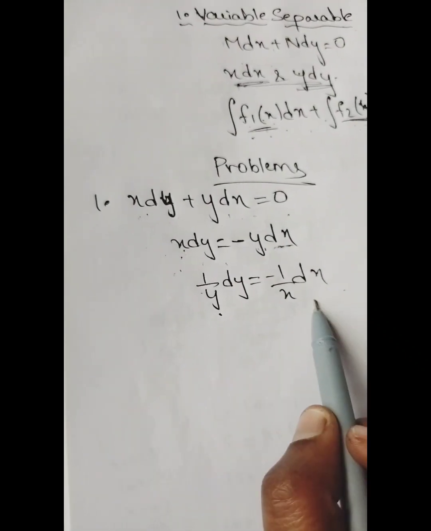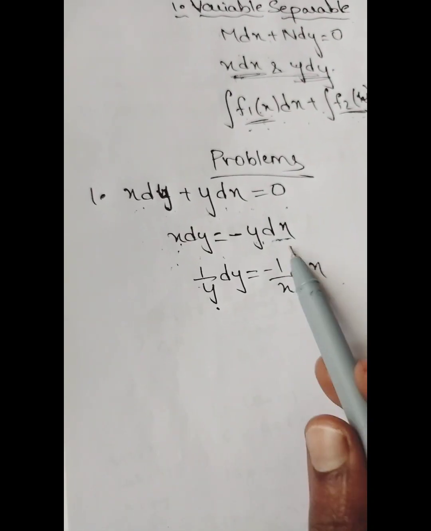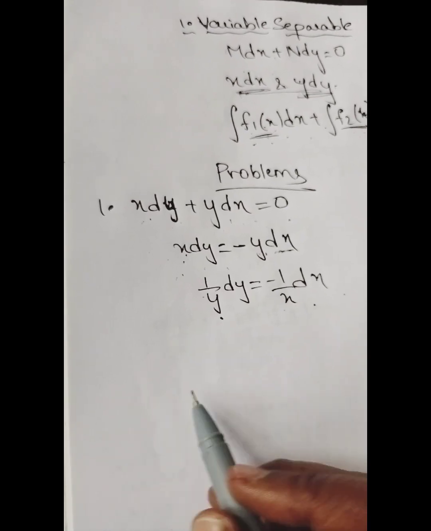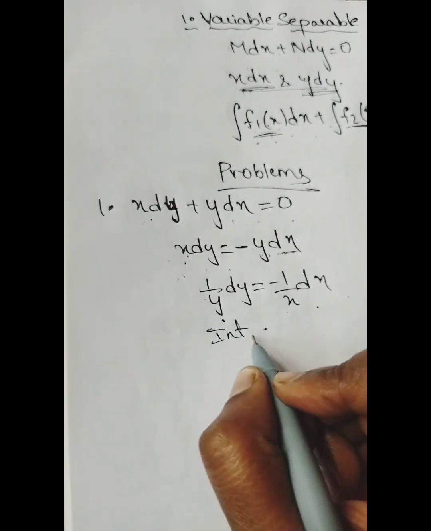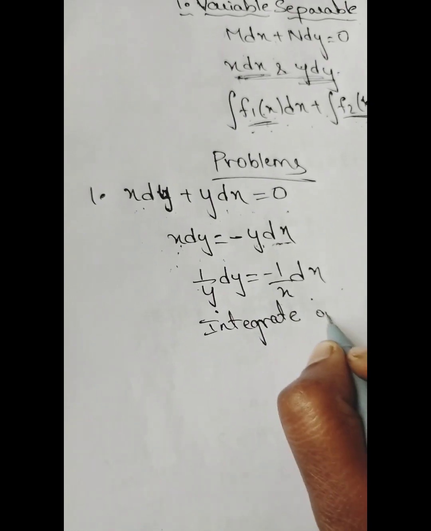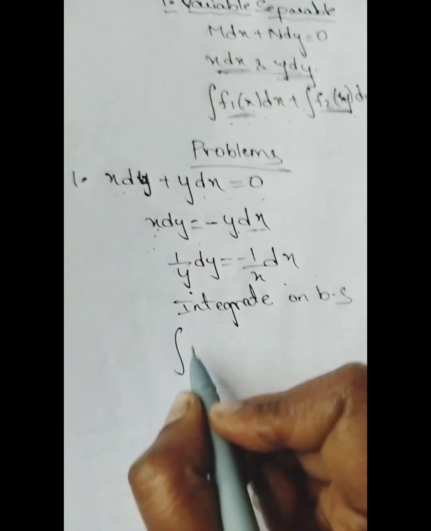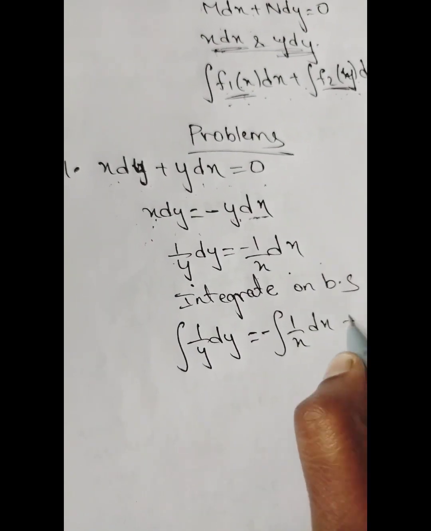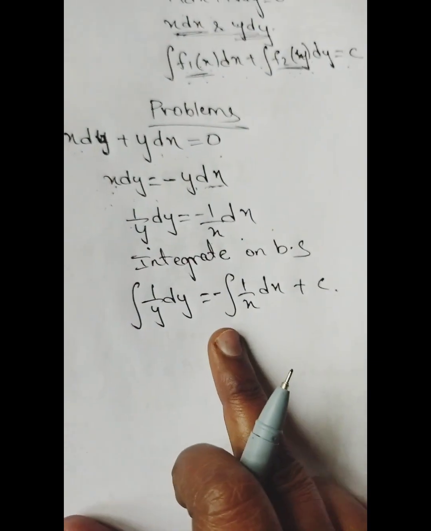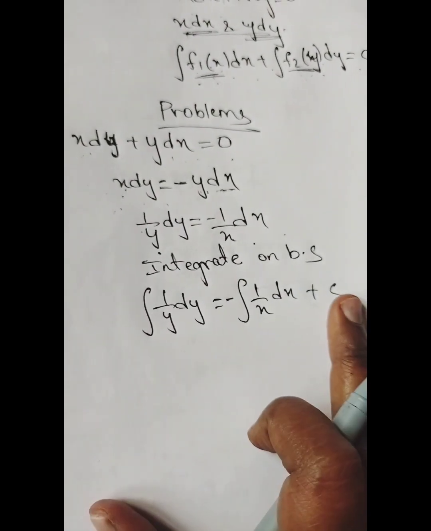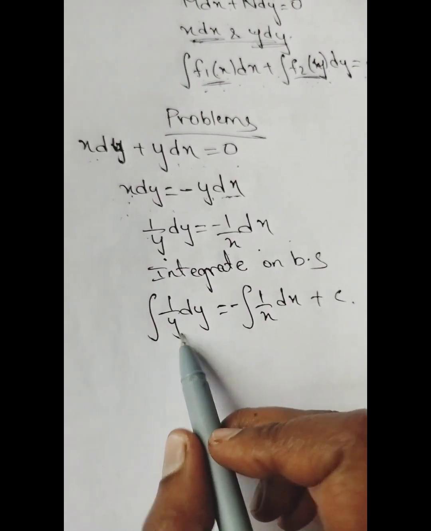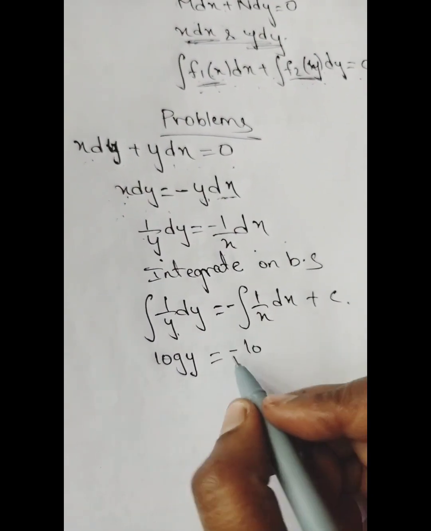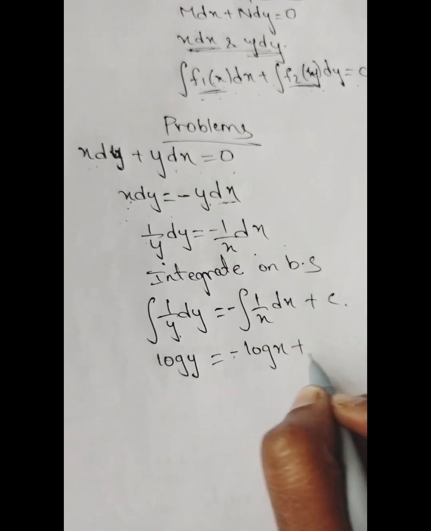Now we have separated the variables: you can see here the y term and the dy term, and here the x term and the dx term. Now you need to apply the integration on both sides. So what will we get? Integral 1 by y dy equal to minus, you can take it outside, minus integral 1 by x dx plus c. Whenever you are integrating any function, you have to add a constant, plus c. Now the integration of 1 by y is log y, and the integration of 1 by x is log x. Here we have minus, so I have written minus log x plus c.